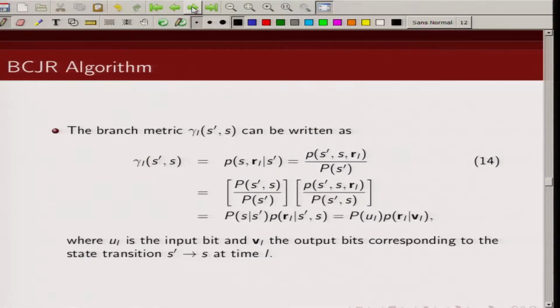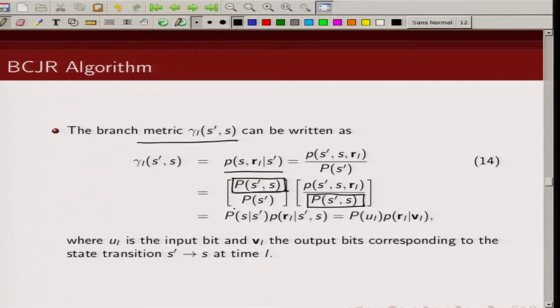Now, next we compute the branch matrix gamma. From the definition, gamma can be written like this: the joint probability of being in previous state S prime and next state S, given the received sequence at time L, R L, divided by the probability of being in previous state S prime. Now, I introduce a term here, so I add this term in the numerator, and similarly I add this term in the denominator.